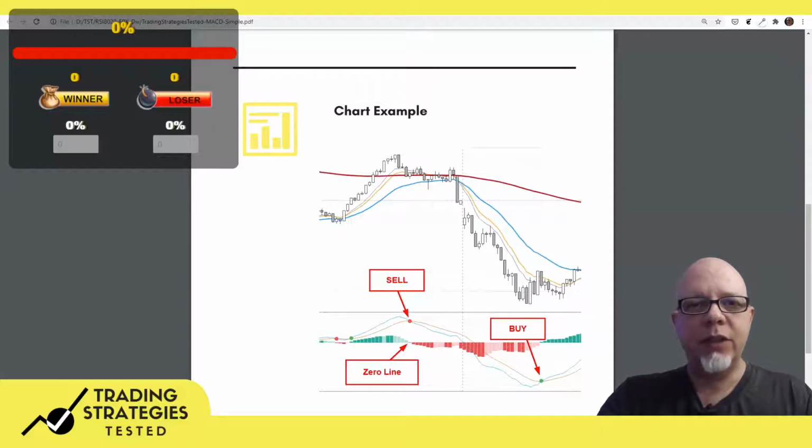So this is what the chart example looks like. As you can see, we have a sell over here because both the MACD, which is the blue line, and the signal line, which is the orange line, are both above the 0 line over here, which is the histograms. And over here we have a buy because we have both of them below the 0 line, and the MACD is crossing over the signal line heading up. Okay, so that's the basic setup.